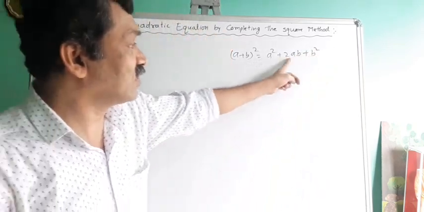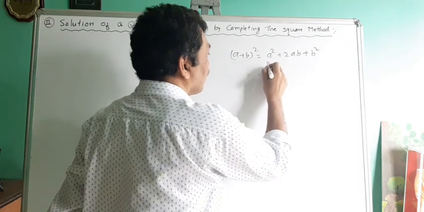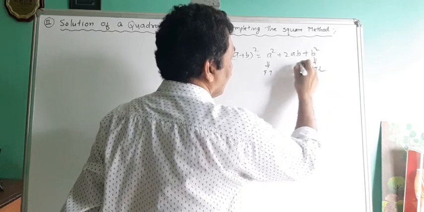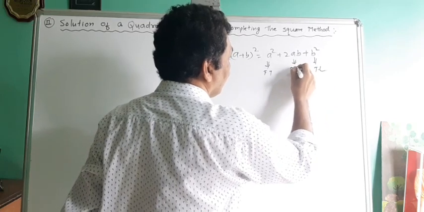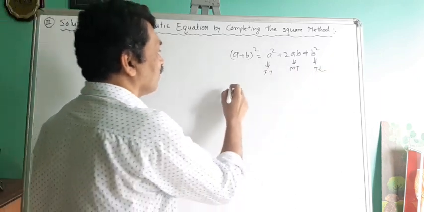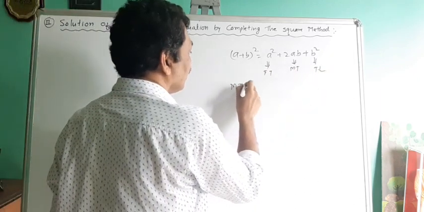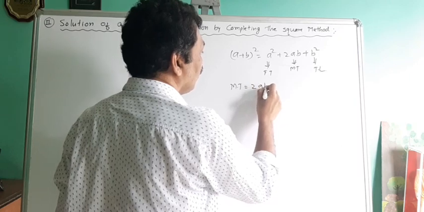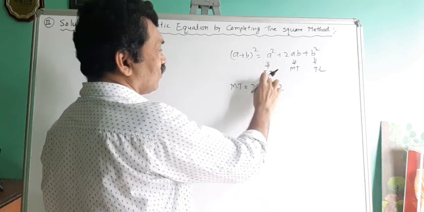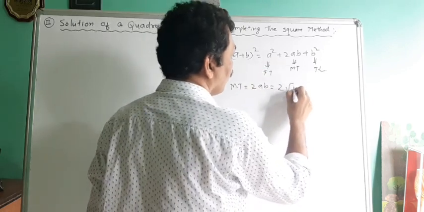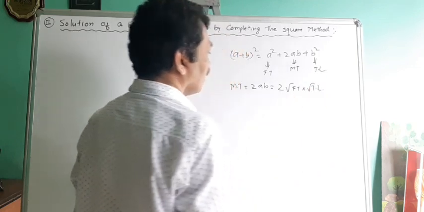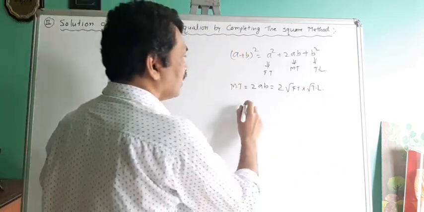So we have three terms here. I will write this as the first term, this is the last term or third term, and this is the middle term. If I want to write the middle term in terms of the first term and last term, the middle term is equal to 2 into a into b. So 2 into what is a? a means the square root of the first term. So 2 into the square root of the first term into the square root of the last term. Therefore the middle term is this.